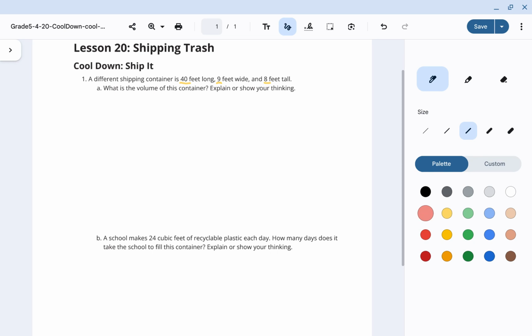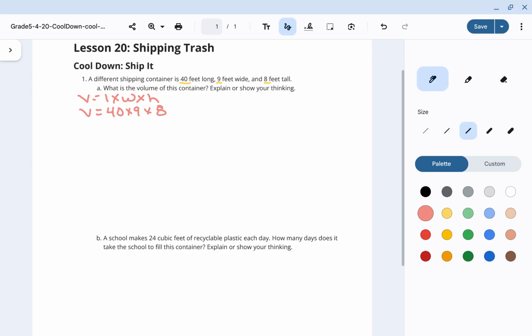We know this to be true because volume equals length times width times height, and now we can exchange those dimensions. I know it has a length of 40, I know that it has a width of 9, and I know that it has a height of 8. Now, to find the volume, I've got to multiply those things together.